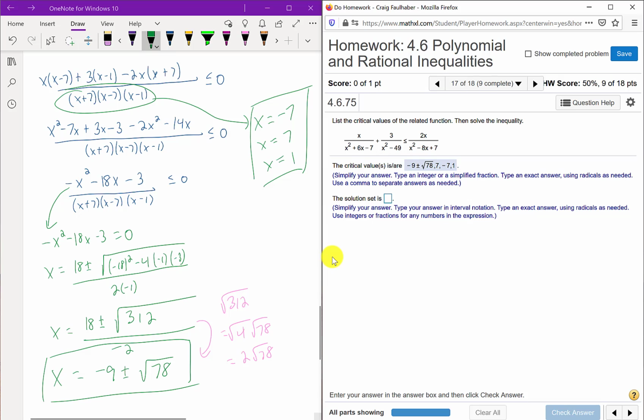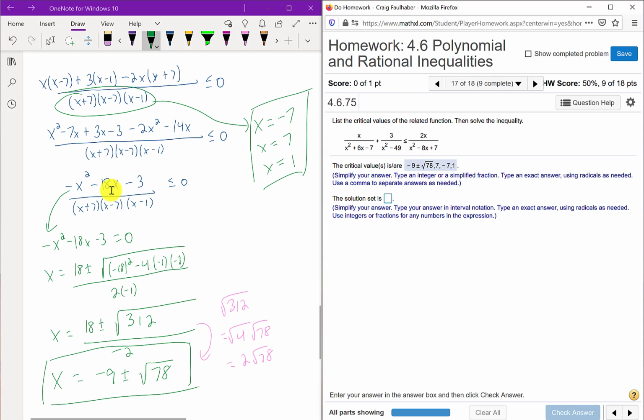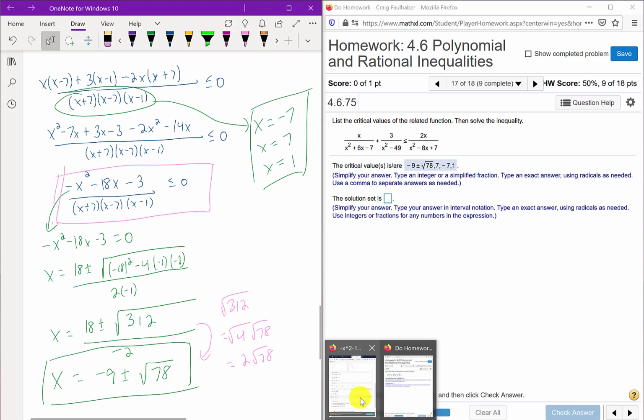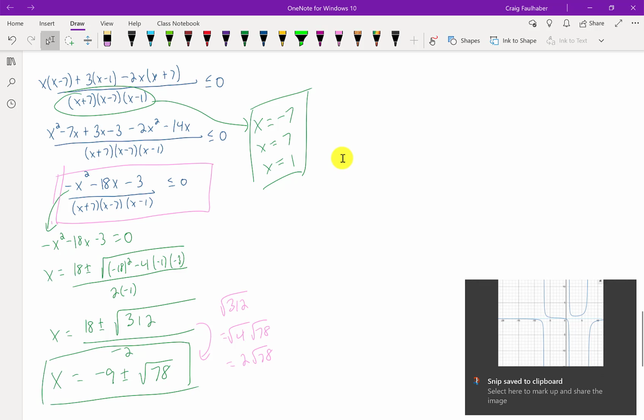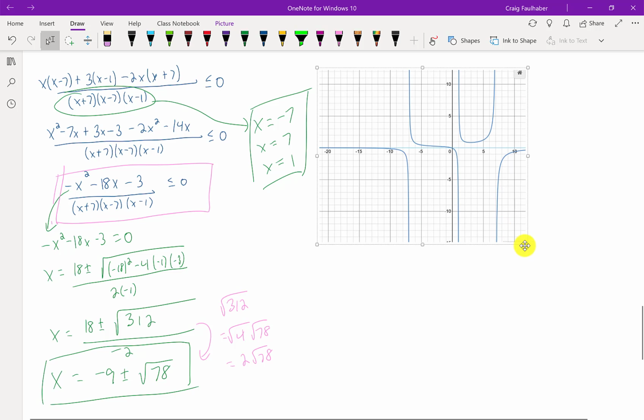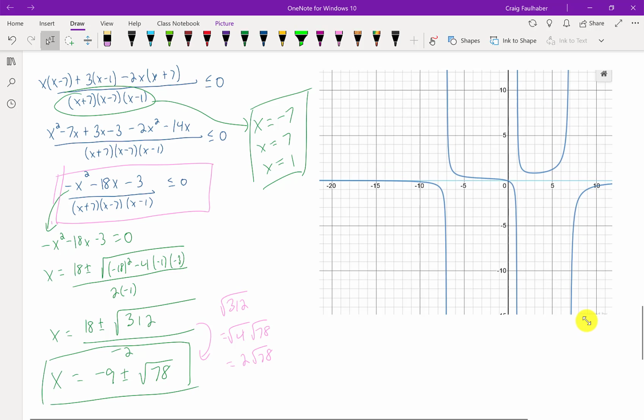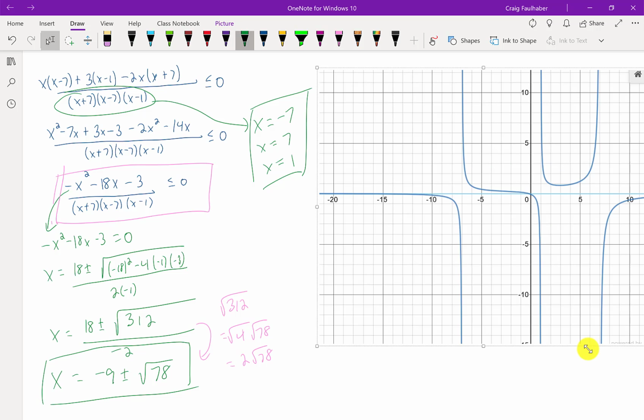Now, in order to get a solution set, I am going to graph this function right here, and I'm going to take a look at where that function is less than or equal to 0. So I'm going to go over to Desmos to do that. So using Desmos, we get a pretty bad looking graph, as expected. There it is. Now let's pick out our critical values off of this graph.